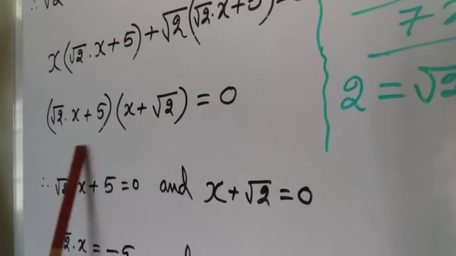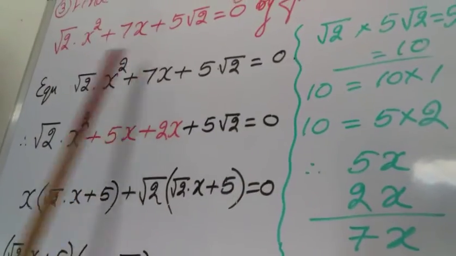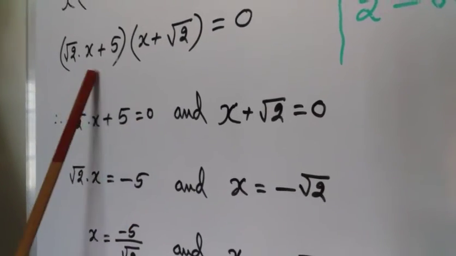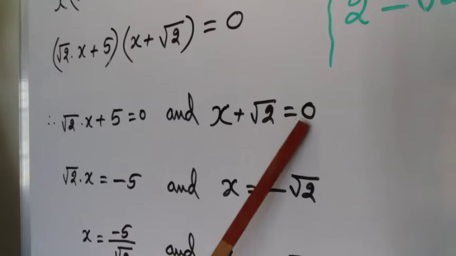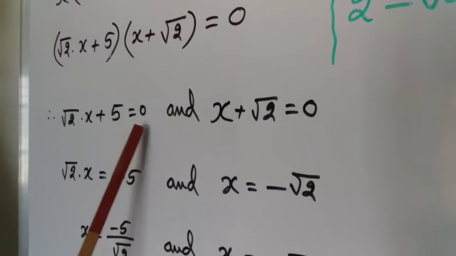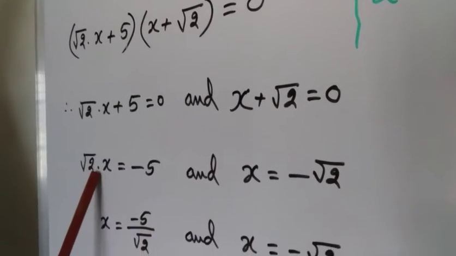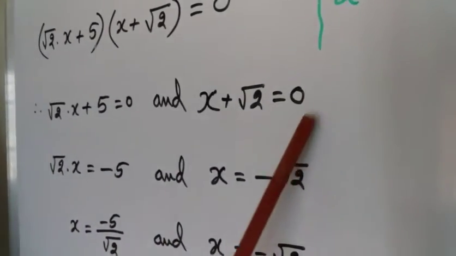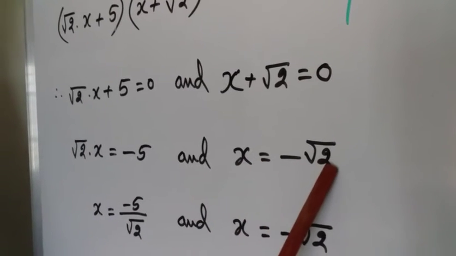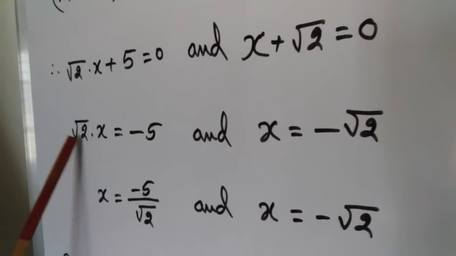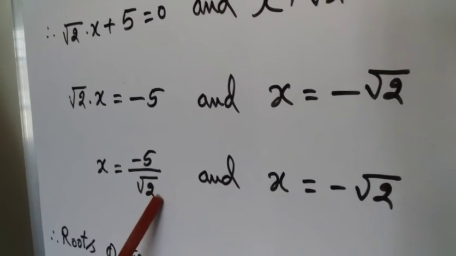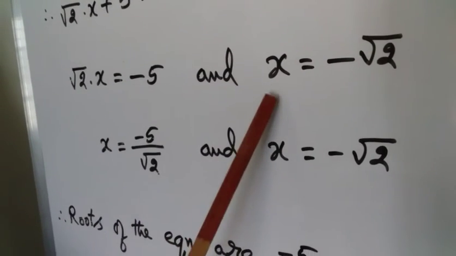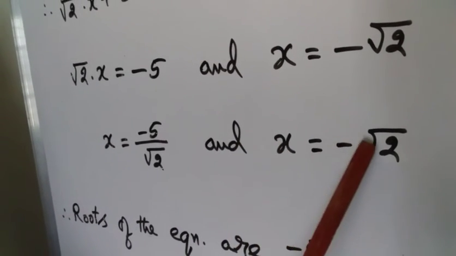If we multiply these two factors, we will get the same quadratic equation. So, equate each factor with 0: the first factor with 0 and the second factor with 0. Now, transfer this plus 5 to the right hand side: root 2 x equal to minus 5, and transfer this root 2 to the right hand side: x equal to minus root 2. Again, cross multiply this root 2 to the denominator: x equal to minus 5 divided by root 2, and here write as it is: x equal to minus root 2.